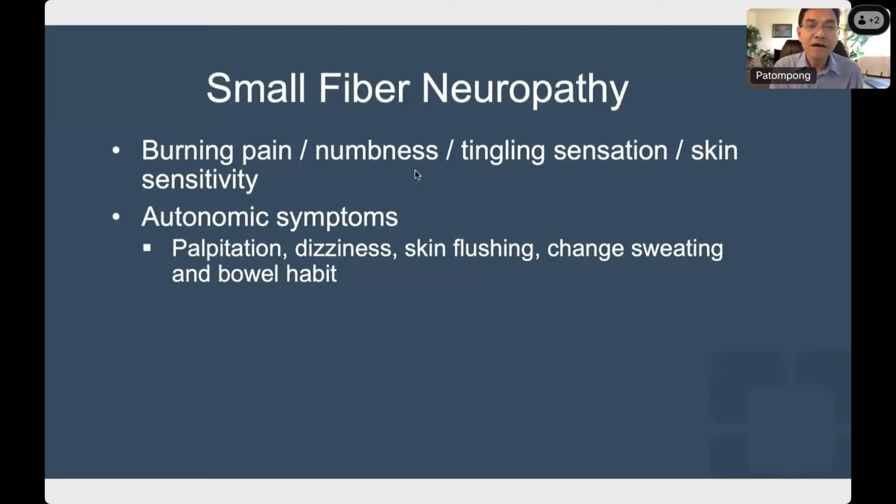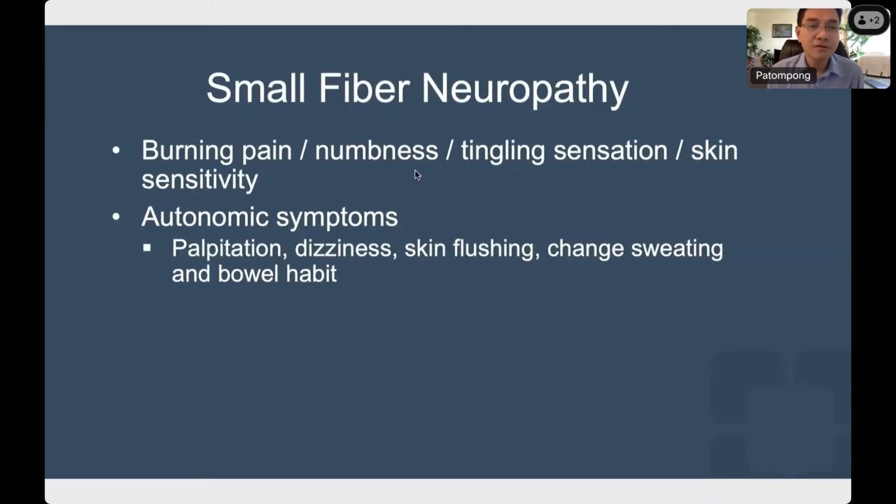The kind of pain that patients with small fiber neuropathy will describe is going to be a little bit different from sarcoid arthritis and from osteoarthritis. Most of the time, patients would describe their pain as more like a burning pain, not like a dull and achy pain in arthritis. And this pain is usually accompanied by numbness, tingling sensation, and also skin sensitivity.